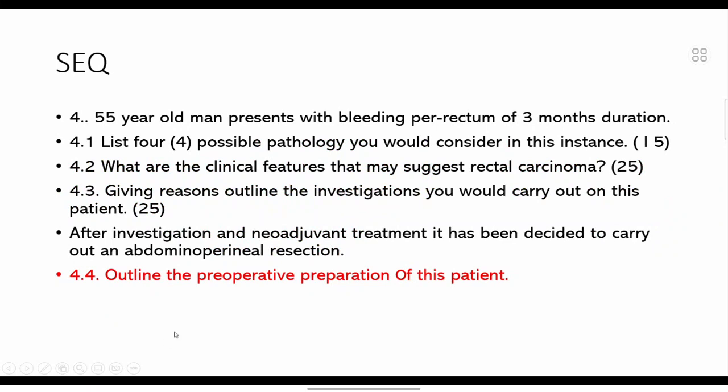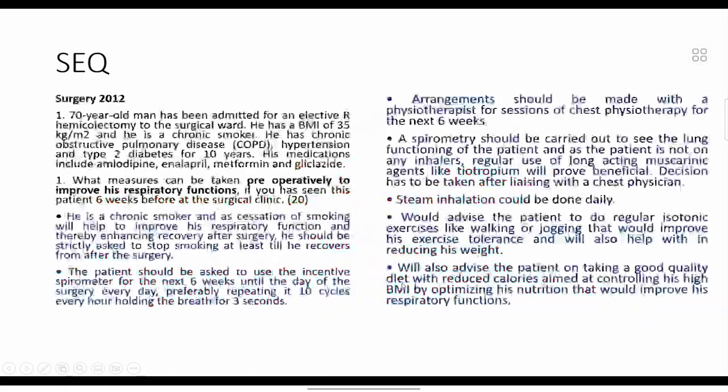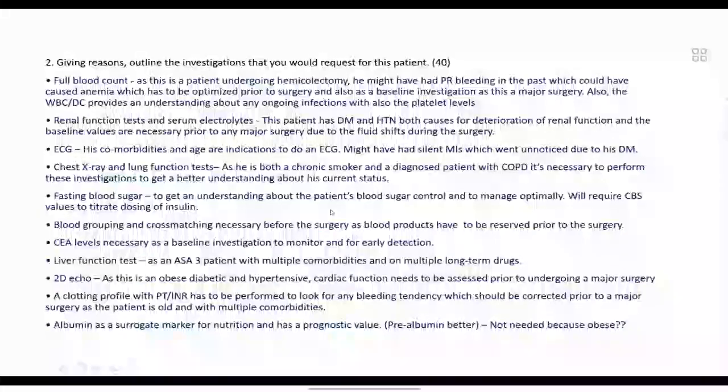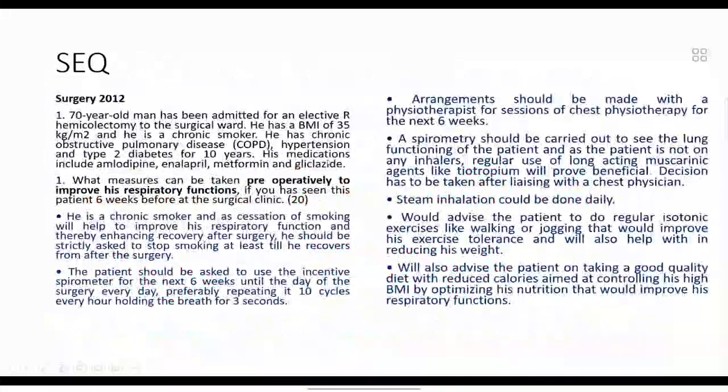The same question: per rectum bleeding of 3 months duration. Outline the preoperative preparation of this patient. Straightforward question, there is no trick. This is the answer that has been prepared by the 2015 batch. So I have given the SEQ with the answer. I think I will give this slide as well. I think you may have this slide. So if you want, I will give it. Just go through that.